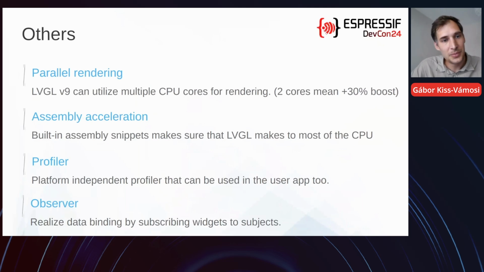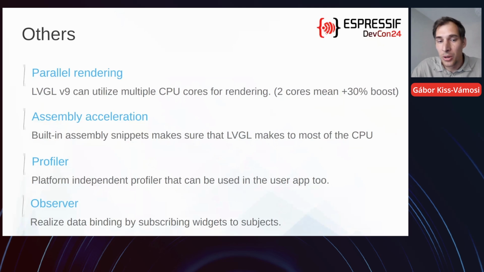But according to our measurements, if you utilize both cores for rendering, you can experience around a 30% boost. We have also added assembly accelerations to the rendering, so the most performance critical parts are written in assembly to make sure that you can make the most out of the given architecture. You can just enable these in LVGL's configuration file, and they will be added automatically.